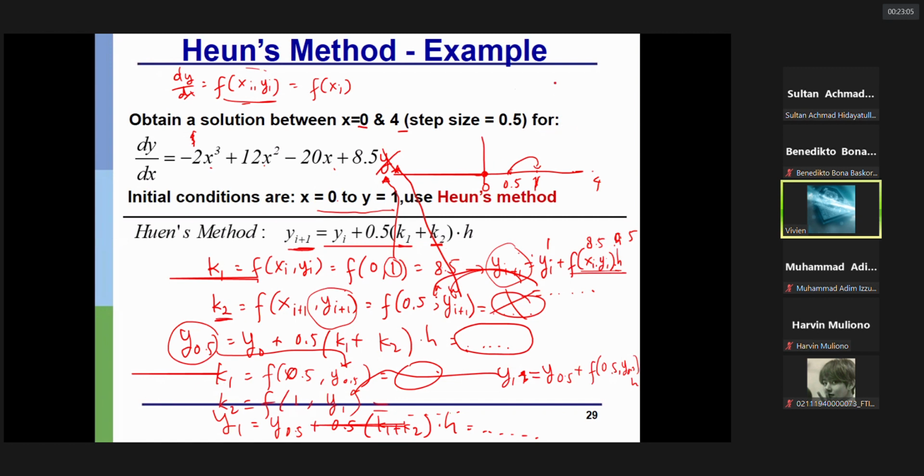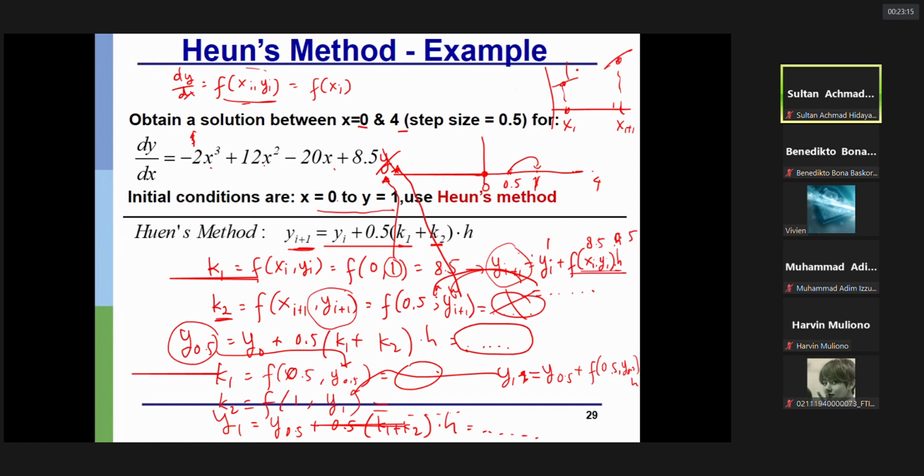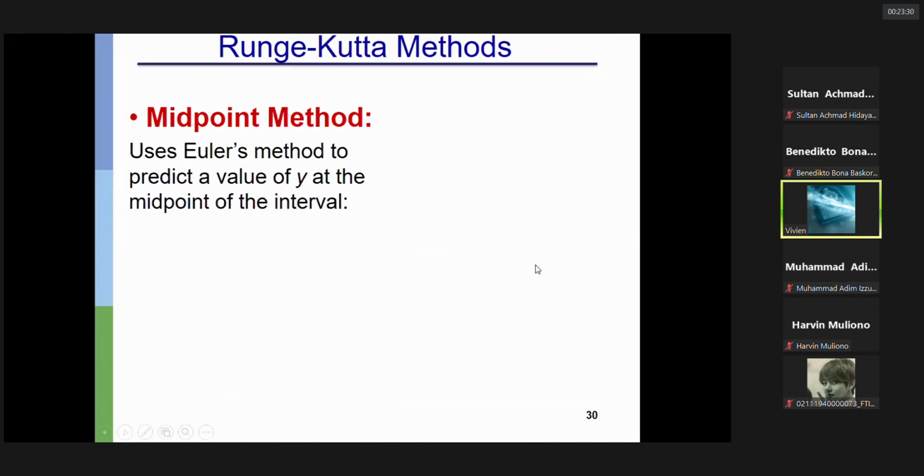So for example, we have xi and xi plus 1. K2 is always calculated at this point, while K1 is this point. So this is K1 and this is K2. This is always calculated at xi plus 1. And if the function contains y, it means that this should be the value of yi plus 1. What if we don't have the value? So we can find it from the Euler's method first.